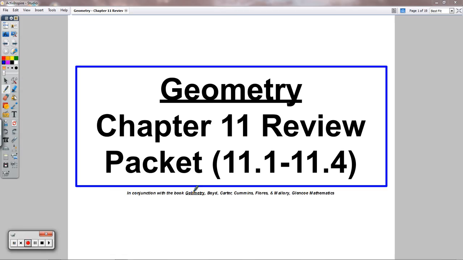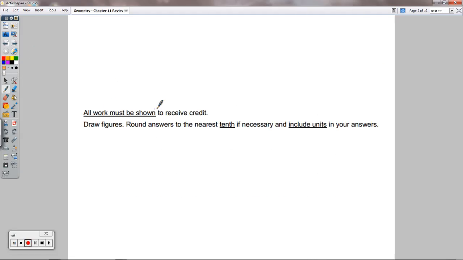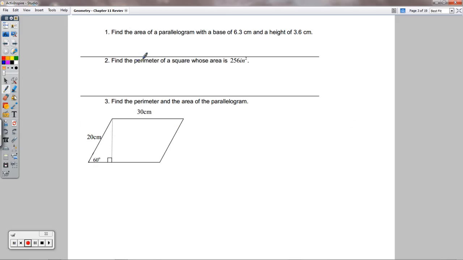We're going to be talking about how to find the area of the different shapes in the problems you see in this packet. The directions are that all work must be shown to receive credit. Draw out the figures. If there's no figures, you're going to draw them. Round the answers to the nearest tenth, so that's the nearest first decimal place. If necessary, include units in your answers. So let's get right into it.